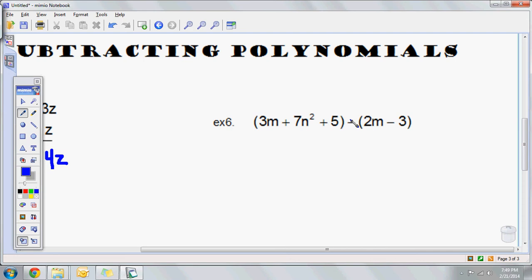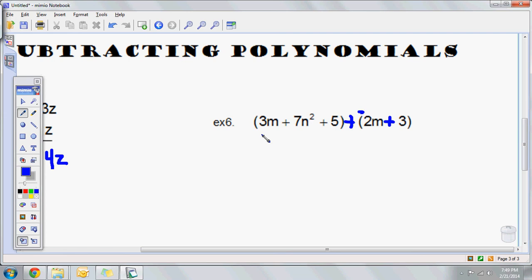Okay? Alright, let's look at one that's a little bit more challenging, a little horizontal type problem. So this again is a subtraction problem. Whenever you see that, it's very important to add the opposite. So this is going to change to add. I'm going to add the opposite. And everything after that sign is going to have to change to the opposite. So instead of a positive 2m, this is going to be a negative 2m. And instead of a negative 3, it's going to be a positive 3. Okay? Notice how I'm only changing the terms to the right.